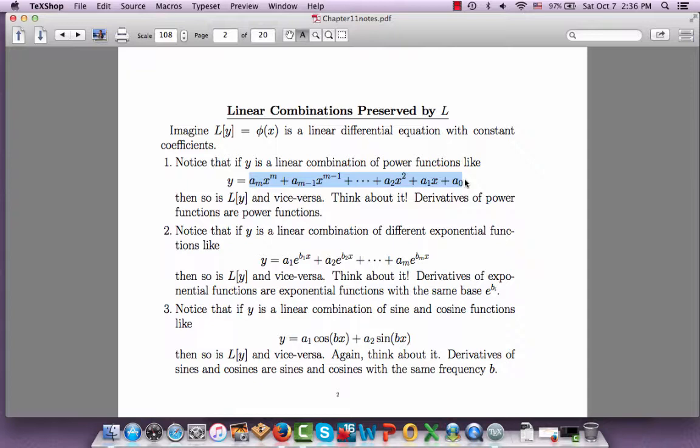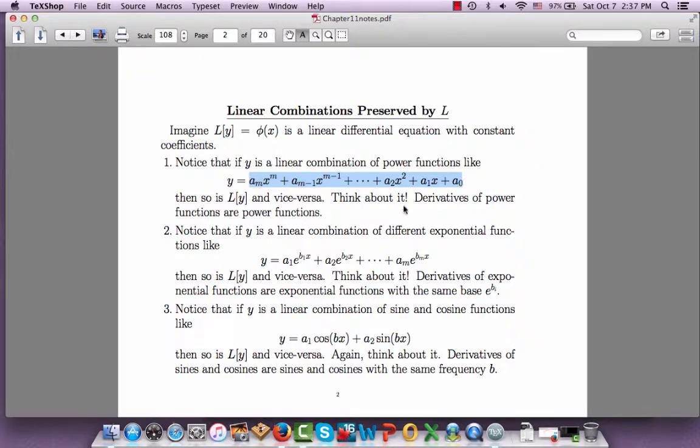So when I compute a bunch of derivatives of such a function, and then I add those functions together as a linear combination, which is what L is going to do, I'll just group the like terms together, and I'll still have another polynomial function. So essentially, if you plug a polynomial into a linear differential operator with constant coefficients, the output function is also going to be a polynomial function. So this is what we mean by preserving the type of function through the operation L.